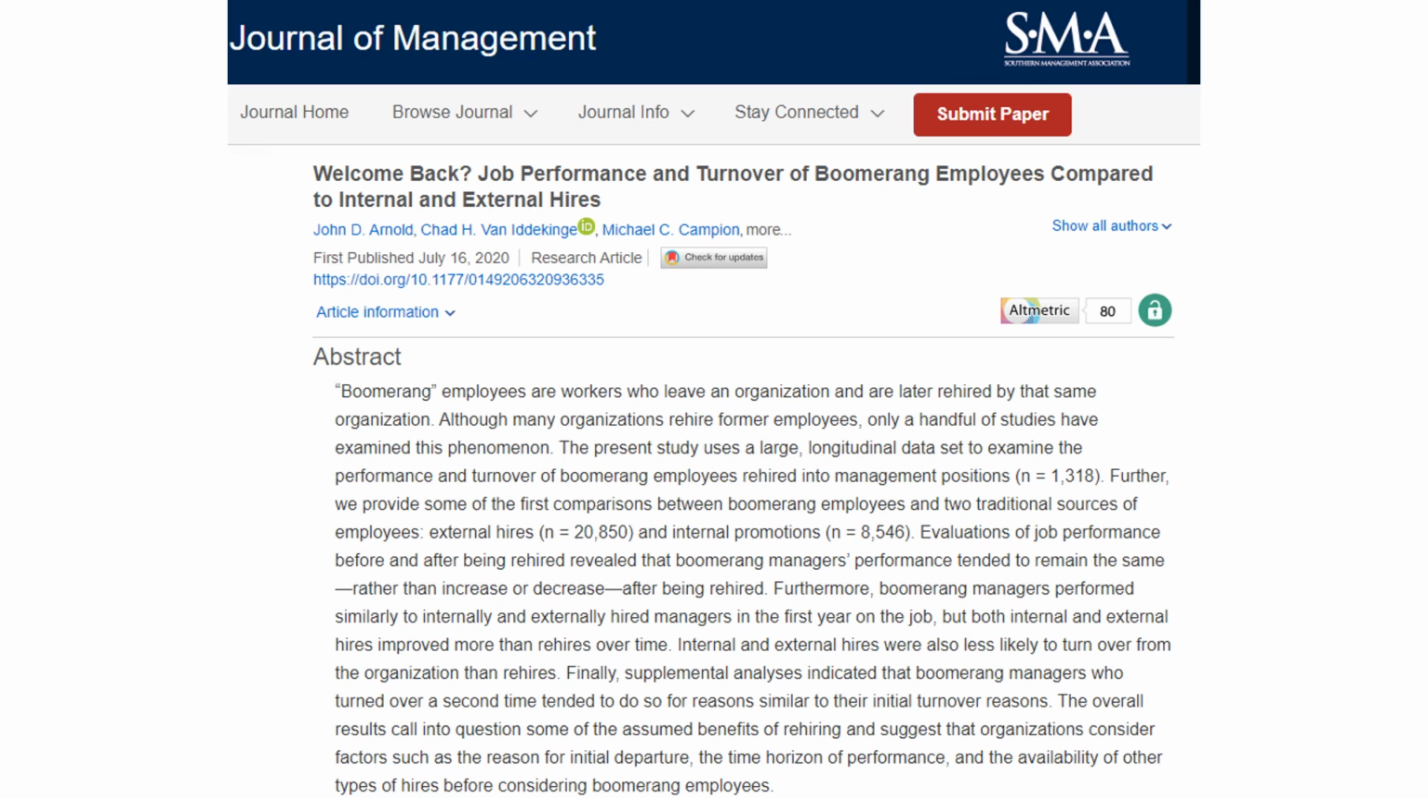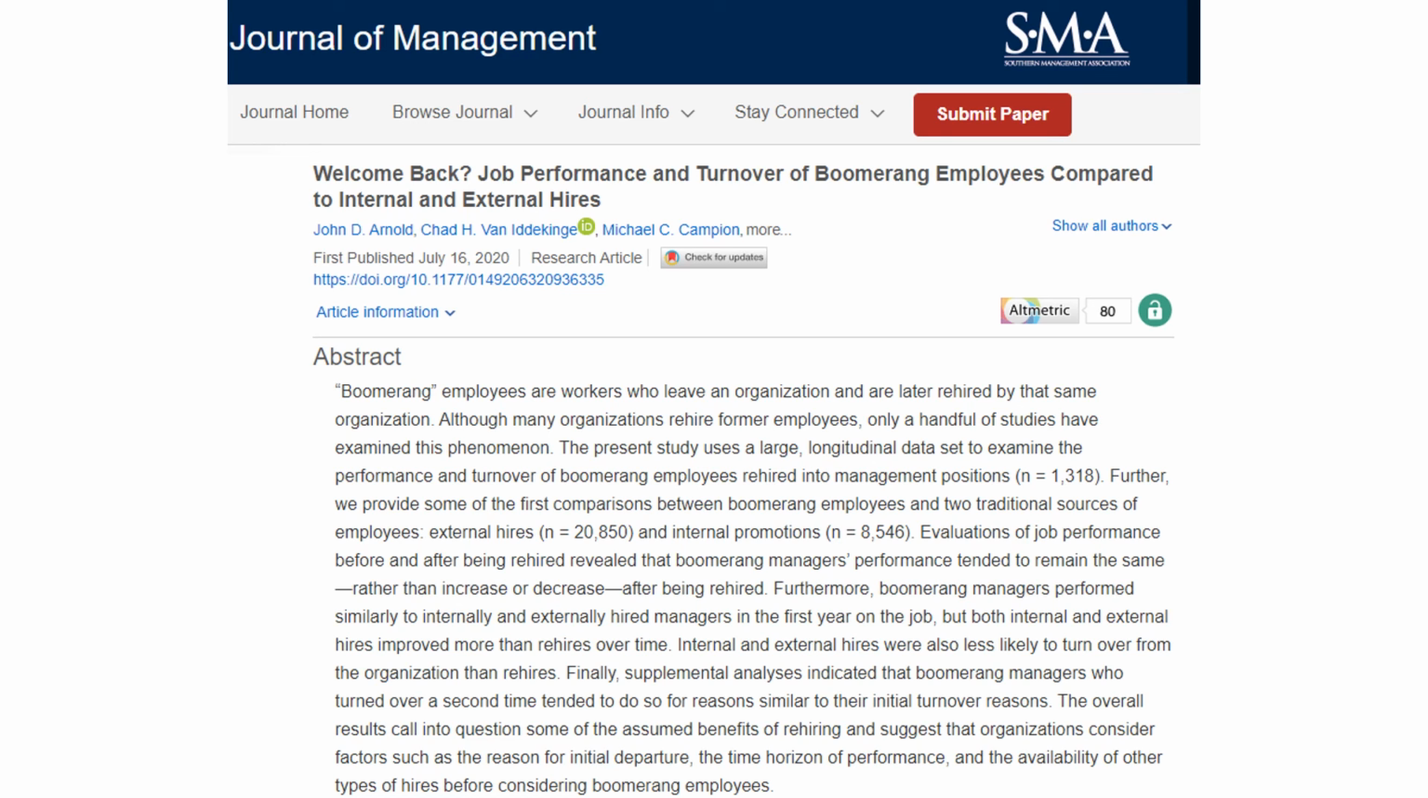The boomerang managers performed similarly to internally and externally hired managers in the first year on the job, but both internal and external hires improved more than rehires over time. Internal and external hires were also less likely to turn over from the organization than the boomerang employees, and the boomerang managers who turned over a second time tended to do so for reasons similar to their initial turnover reasons.